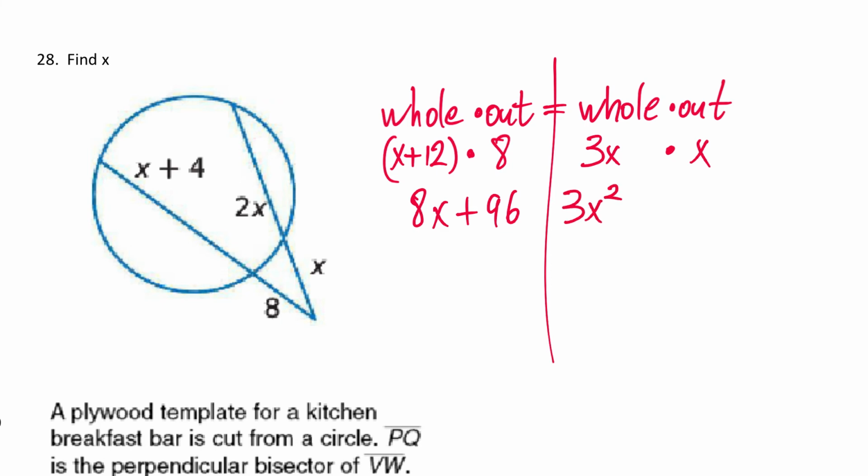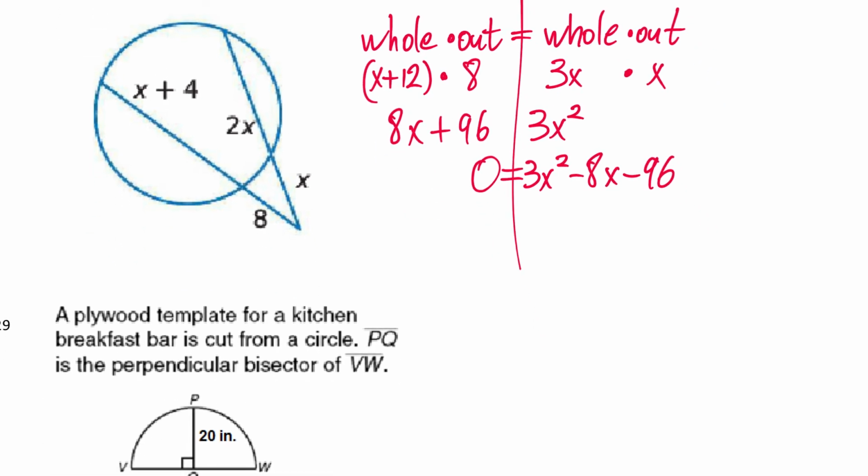3x squared. Now, I'm not going to be able to cancel out the x squared. I'm not going to be able to cancel out the x. So this is a quadratic function here. So what I'm going to do is I'm going to have to subtract the 8x, and I'm going to have to subtract the 96 to equal 0. See, I've got to move all that over, so I have to subtract 8x, subtract 96. And then from there, we're going to go over and we're going to graph it.